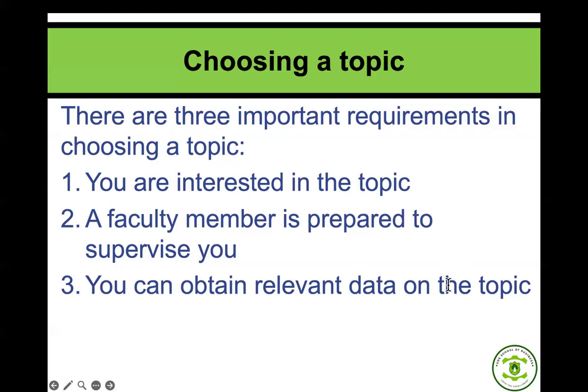Let me also give you a practical example. Suppose you are interested in mobile money adoption. You have to check if you are genuinely curious about it. Does it interest you? You also have to find out whether we have faculty studying financial technology. So the supervision, second issue, very critical. Then you also consider local businesses, whether local businesses will participate in your study. Will you be able to have access to the data?